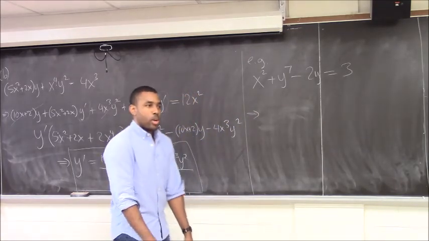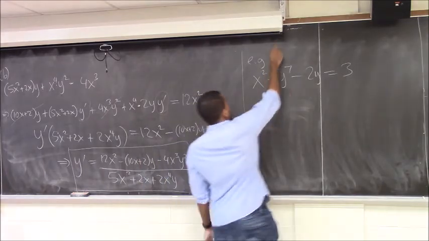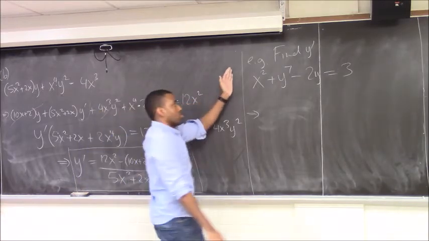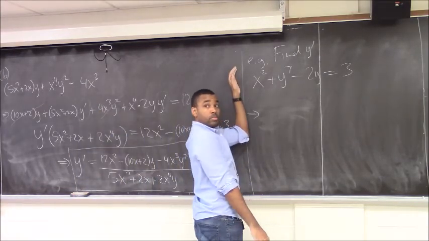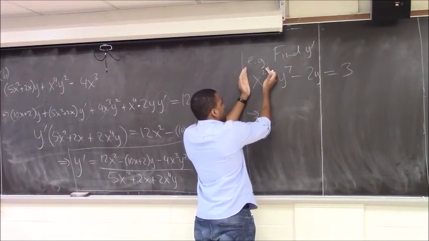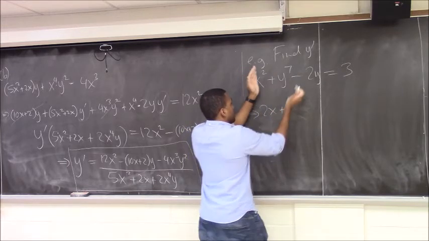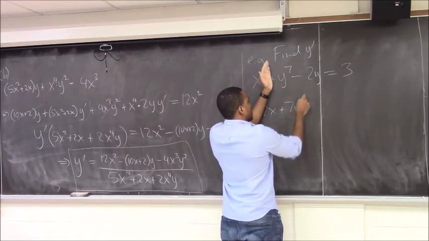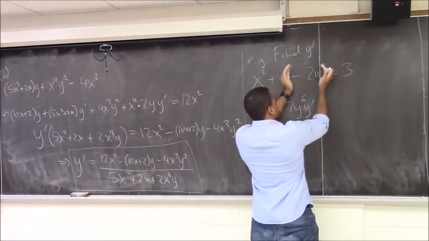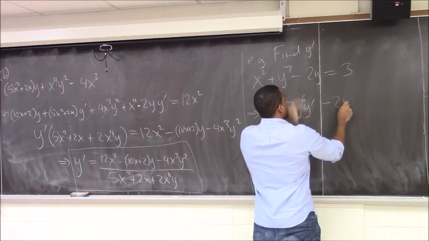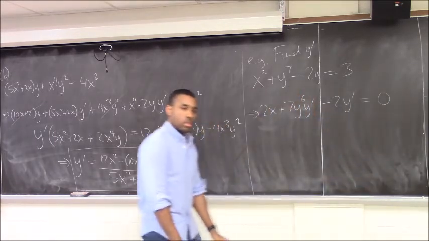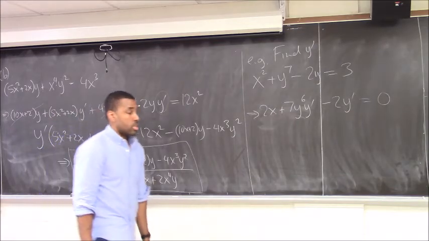Let's do implicit to find y prime. Well, how do we find y prime? Differentiate both sides, so differentiate one at a time. 2x plus 7y to the 6 times y prime. You have to remember the times y prime because the y is a function. Minus 2y prime, right? Equals 0. Derivative of a constant is 0. So I just differentiated both sides and I got that expression.